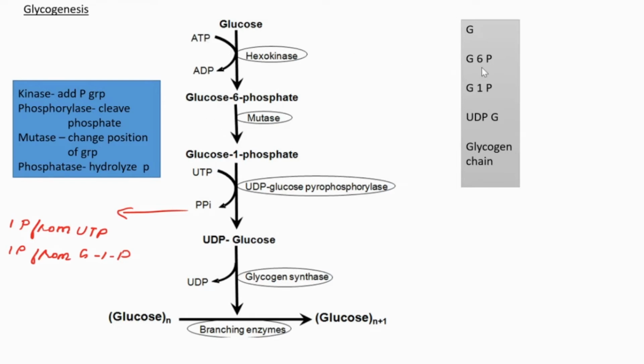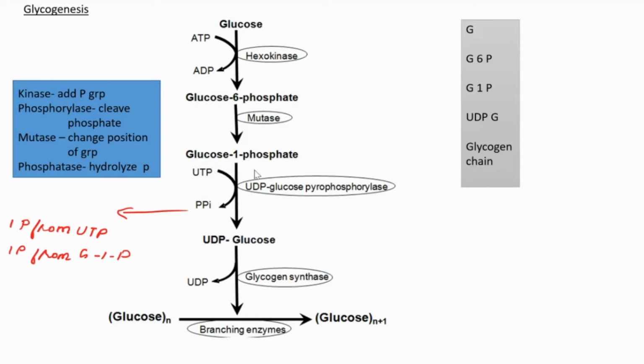As we got glucose 6 phosphate, next we need to convert glucose 6 phosphate to glucose 1 phosphate. That means a change in position. That functional group change is always done by a mutase enzyme. So here also there is a mutase. The phosphate in the 6th position is shifted to the first position, the first carbon. So it becomes glucose 1 phosphate. Okay, glucose 1 phosphate is formed here.